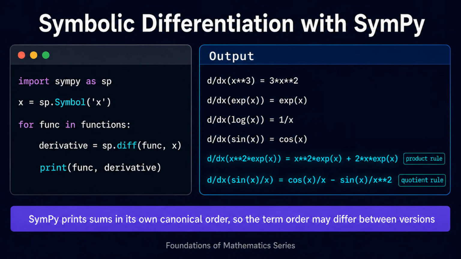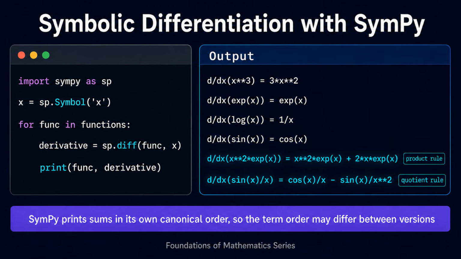SimPy applies them symbolically. Define a symbol x, hand an expression to simpy.diff, and it returns another expression rather than a number. The output shows the rules at work. X cubed becomes 3x squared, the power rule. The exponential of x comes back as itself. The logarithm of x becomes 1 over x. Sine becomes cosine. Then the interesting ones.